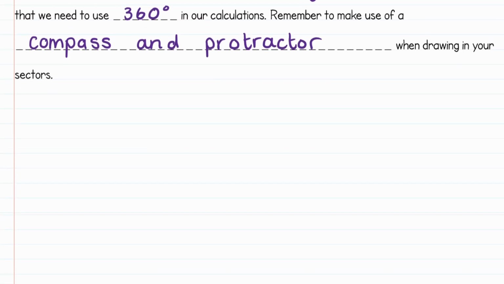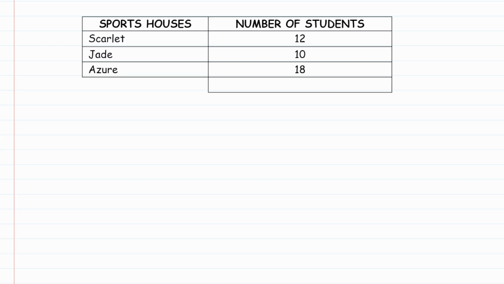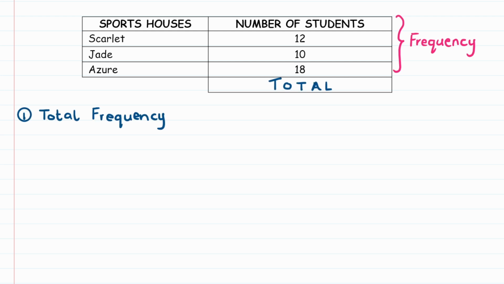There are two types of data which will affect how you calculate the size of your sectors for each pie chart. Firstly, if you have been given frequencies, you need to start by finding the total, and then you can perform your calculations to find the number of degrees needed for each sector. Once you have your total, you can work it out like this.